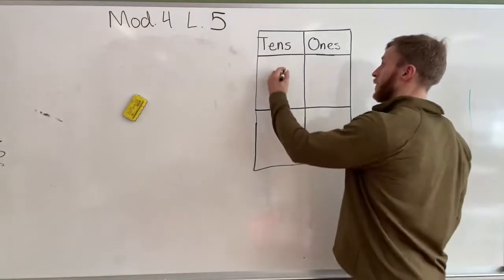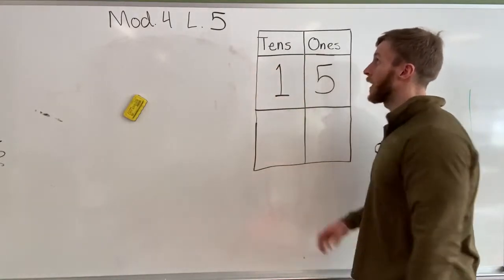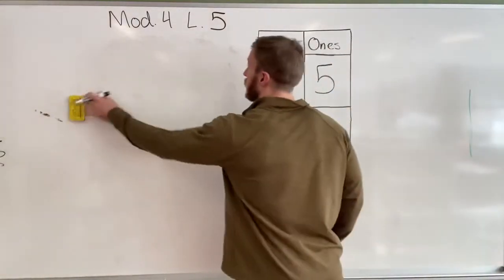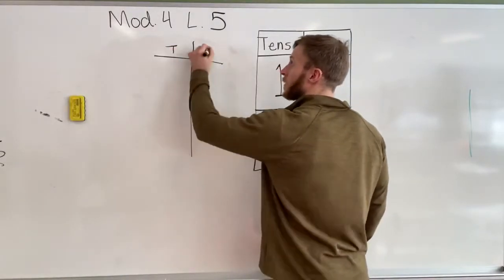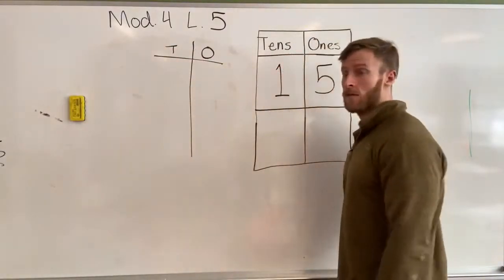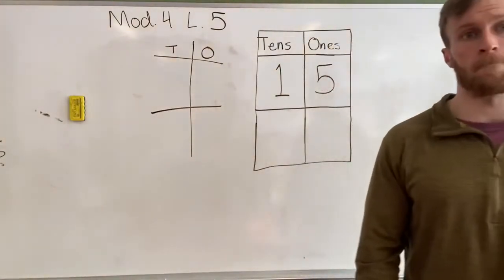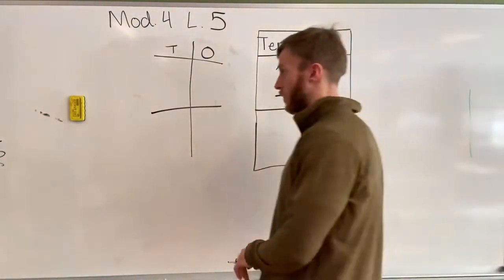So I'm going to start with 15. I want you guys to write your own chart. If you want to do it the quicker way, remember it's a T chart with T for tens, a 0 for ones, and then we're going to need another line down here so you can put the second number down there, okay? So either chart works. I'm going to stick with this one.